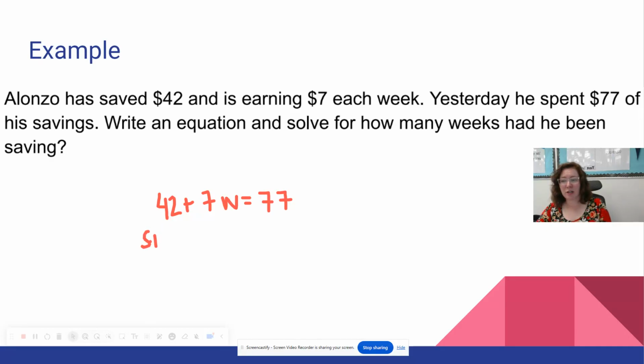So here's our starting amount. And then here's our change times W. We could have used X, right? But I did W for weeks. And then our total. And to solve, it's just subtract 42 on both sides and then divide by 7.